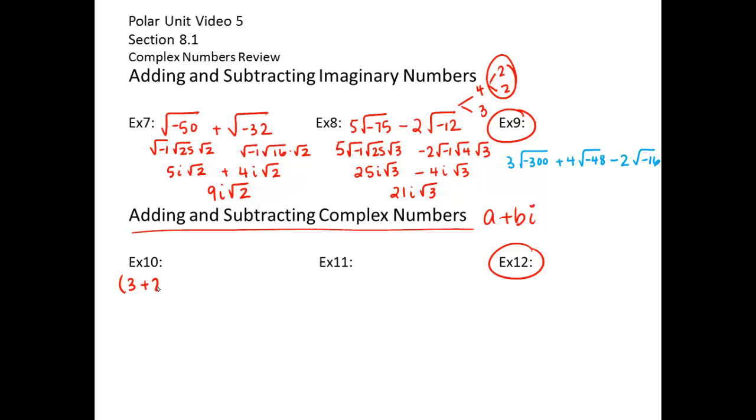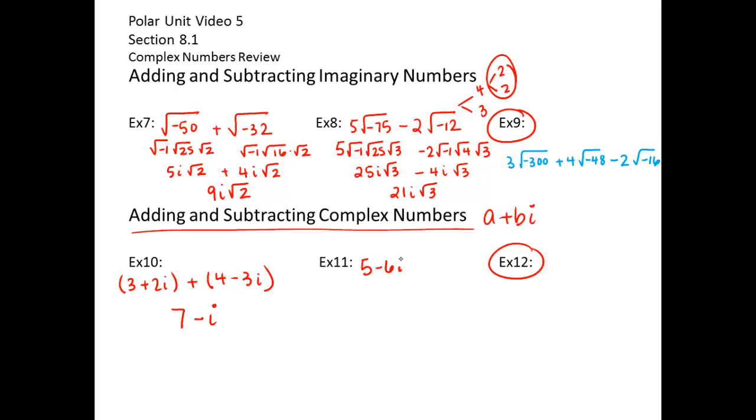3 plus 2i plus 4 minus 3i. My real parts in this case are, excuse me, 3 plus 4, gives me 7. My imaginary parts are 2i plus a negative 3i, so I get negative i, or negative 1i if you'd prefer. Example number 11.